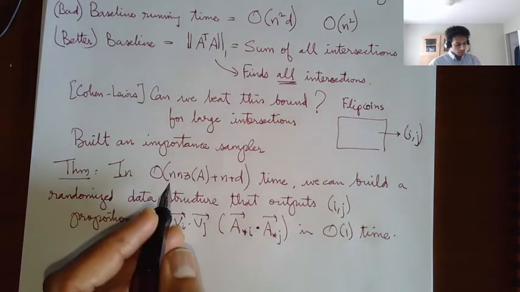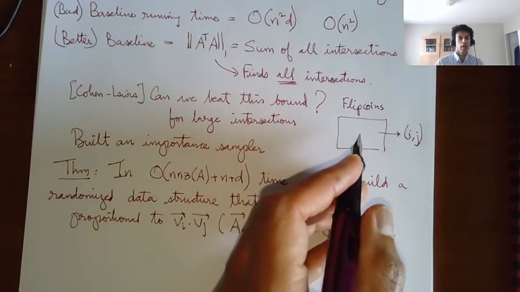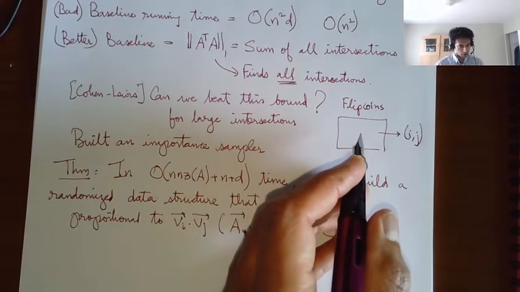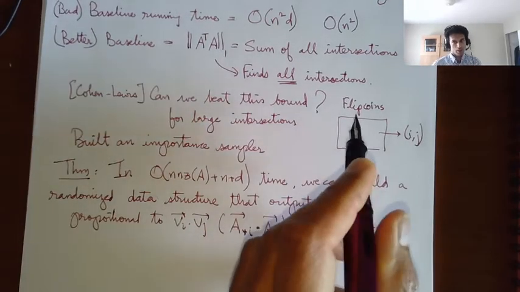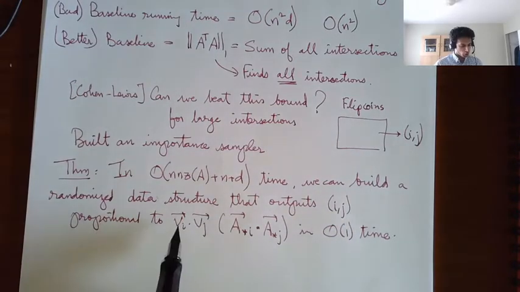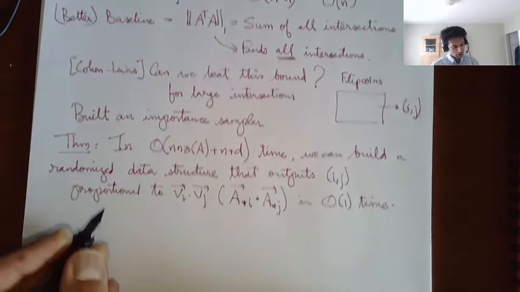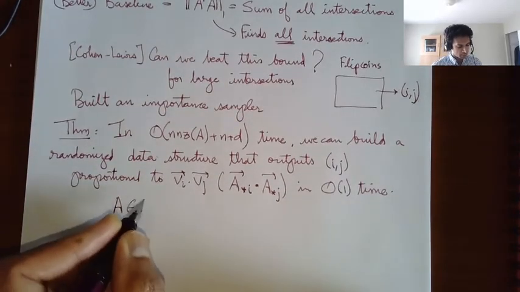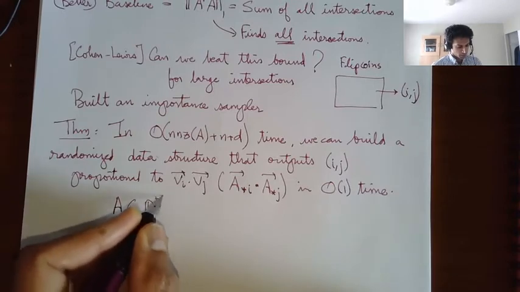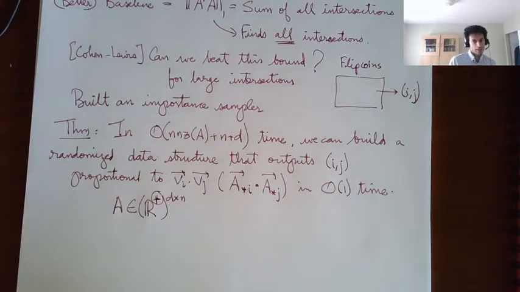So in essentially linear time in the input size, I'm going to build a data structure. It's a randomized data structure. Now when I push a button, this is going to flip coins, and it is going to output i, j proportional to vi dot vj, or proportional to a star i dot a star j. I assume that A is a matrix in R plus, d cross n. What is going to be important is that it is a non-negative matrix. So this is the theorem statement. This is what Cohen-Lewis proved.